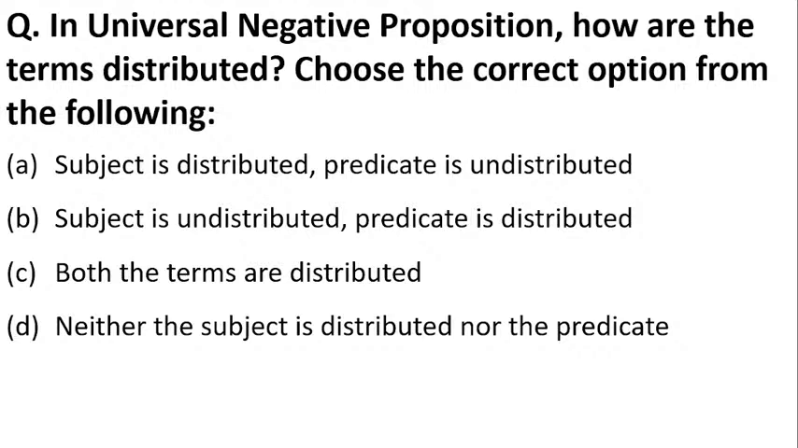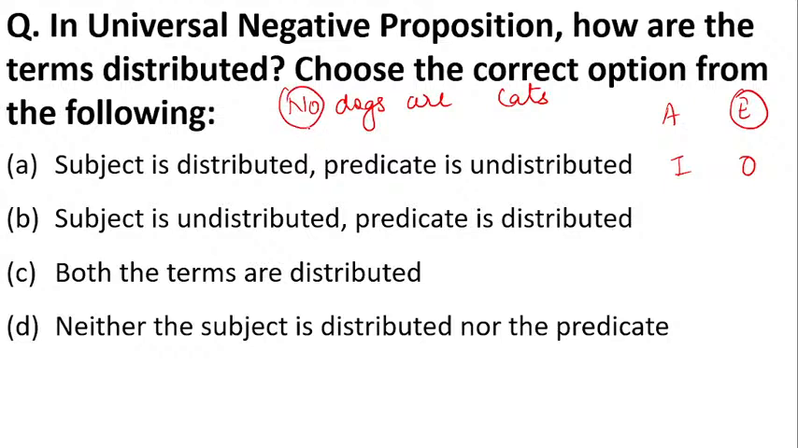Now, in universal negative proposition, how are the terms distributed? Very important question. In universal negative, remember A, E, I, and O. So universal negative is the E statement. Remember, in E, is the subject distributed, predicate undistributed, subject undistributed, predicate distributed, both are distributed, or neither distributed? If you look at the example, no dogs are cats. So this is a universal negative. Why am I saying universal? Because the word no is coming. All and no.